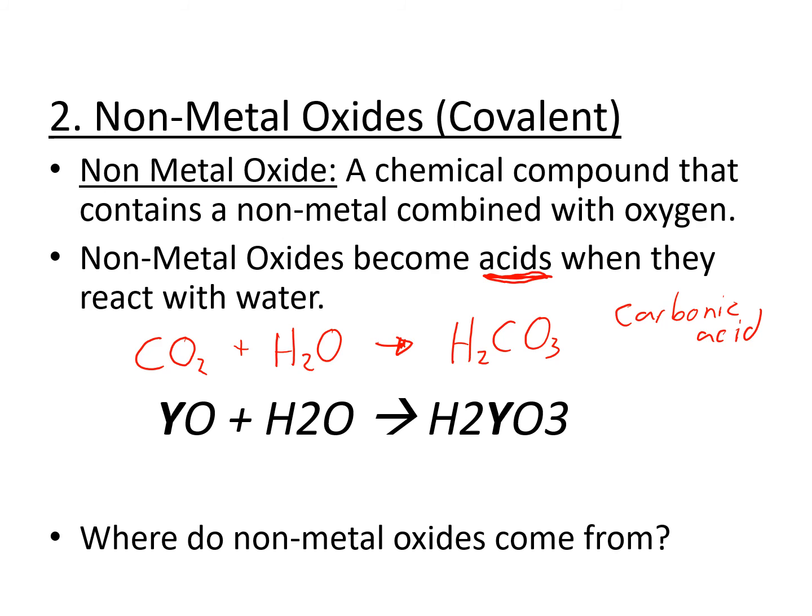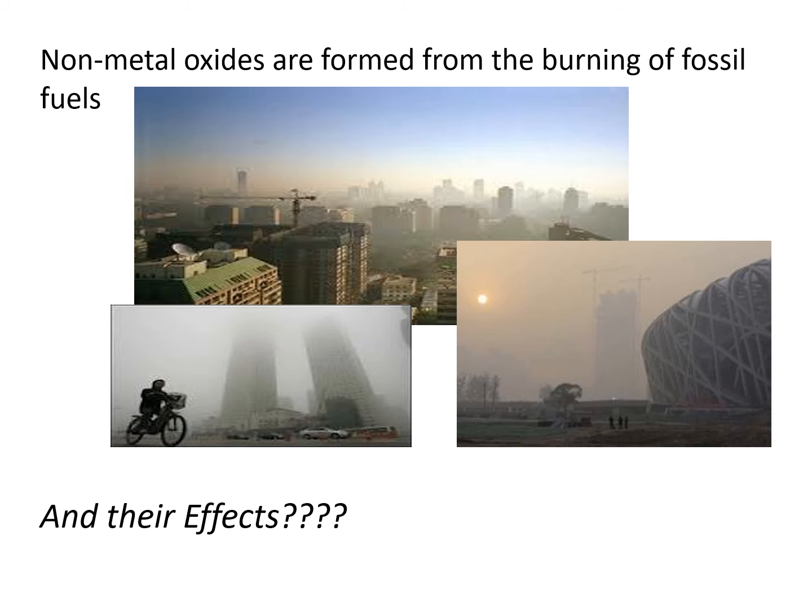So where do these non-metal oxides come from? Well, not the best places sometimes. So non-metal oxides often form from burning fossil fuels, different types of emissions. So you can get nitrogen oxides, which could be forming nitrous acid or nitric acid. You can have sulfur dioxides.